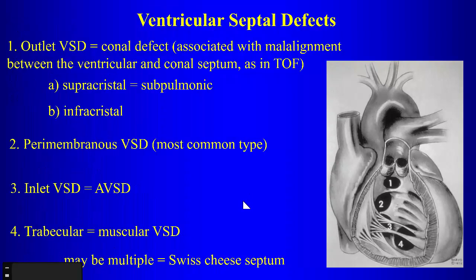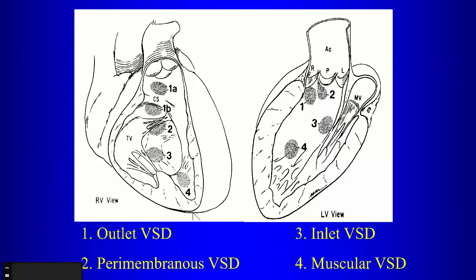So for these ventricular septal defects, the perimembranous VSDs are the most common. Outlet VSDs can be divided into supracrystal or infracrystal. Inlet VSDs, these are usually associated with endocardial cushion defects, and then trabecular or muscular type VSDs. Sometimes these can be multiple VSDs in that location. So here is a diagram showing you the opening on the right side and the openings on the left side of these various types of ventricular septal defects.